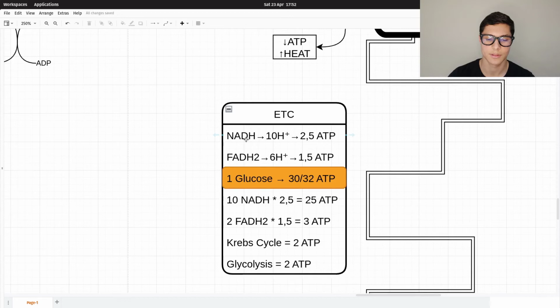NADH is going to pump out 10 protons because it starts with complex number 1. So it goes number 1, 4 protons, number 3, 4 protons, and number 4, 2 protons. And as 4 protons are required for creating 1 ATP, we can say that one molecule of NADH creates 2.5 ATP molecules.